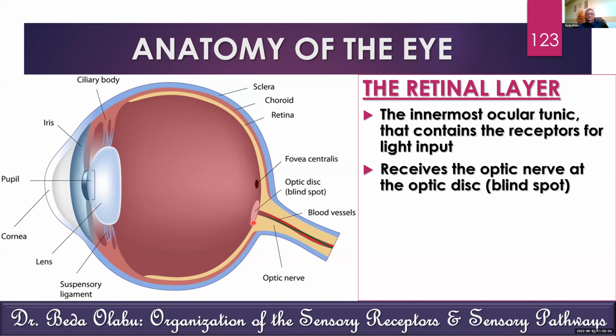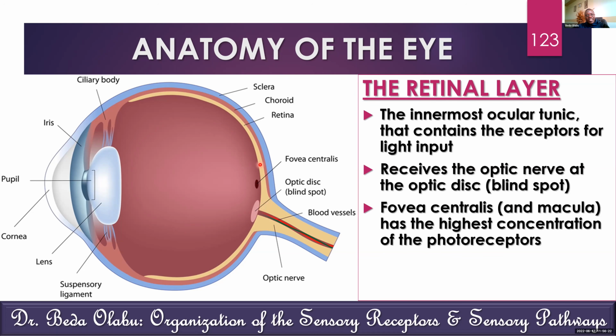That region of the retina that receives the optic nerve is usually termed the blind spot. The reason is because at that point where the optic nerve enters or leaves, what we call the optic disc, it will not have the photoreceptor cells. So the light rays that land at that position or that point cannot be detected. Therefore, we call that the blind spot.